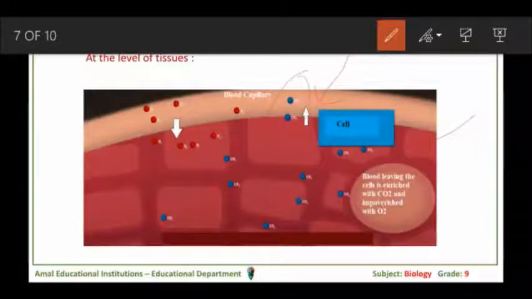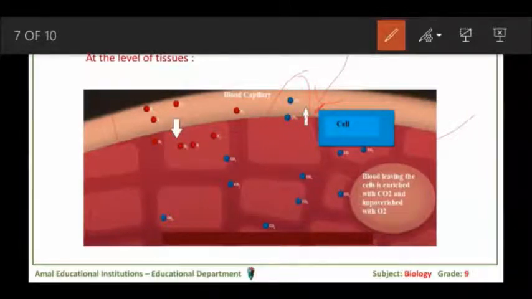So, according to concentration gradient, carbon dioxide diffuses from a medium which is rich in carbon dioxide to a medium that is poor in carbon dioxide. So, carbon dioxide diffuses from the tissue to the blood capillaries. Coming to the oxygen, it diffuses from the blood capillary to the cell, because in this case the blood capillary is rich in oxygen and the cell is poor in oxygen.